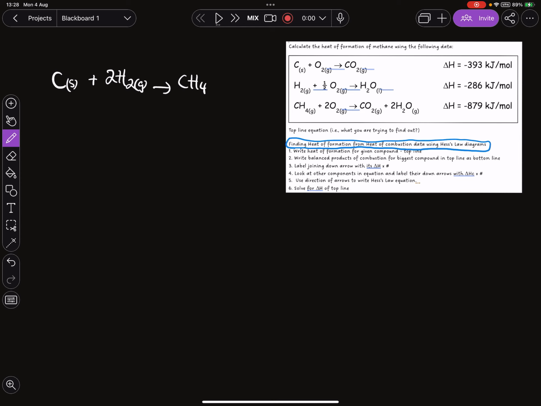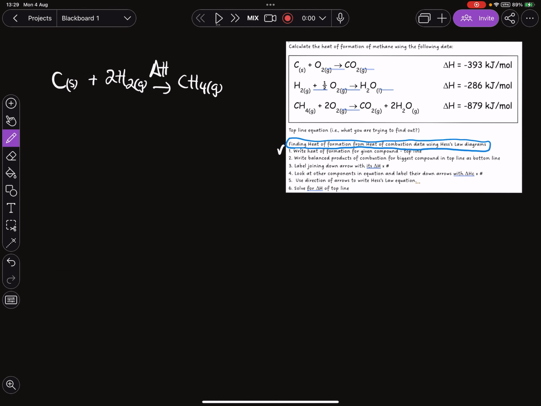You don't need to write in your standard state symbols. They're not necessary. I'm just going to do it for you for now so that you can see what they are. So this is our top line. It gets the delta H. It's the thing we're trying to figure out. So we've done this part.